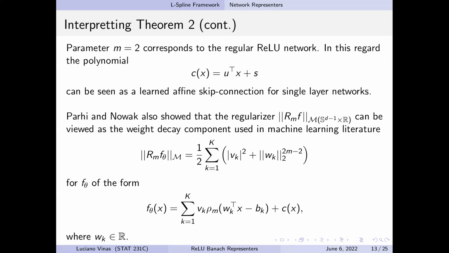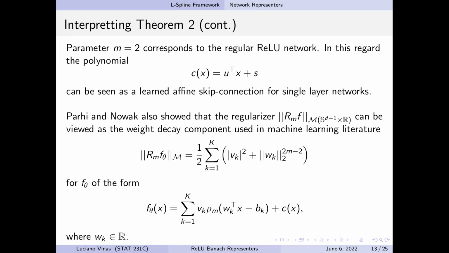Okay, so let's keep interpreting. For the case of m equals 2, that's the case where you have just a ReLU activation with no power and no divider, so it's just a normal ReLU activation. The nice thing is that the polynomial terms are just a skip connection with a bias added. Right, skip connection is a very popular technique to use in multi-layer networks to propagate the gradient, so nothing disappears and learning can go on nicely. So you get that for free as part of this norm regularization, right?